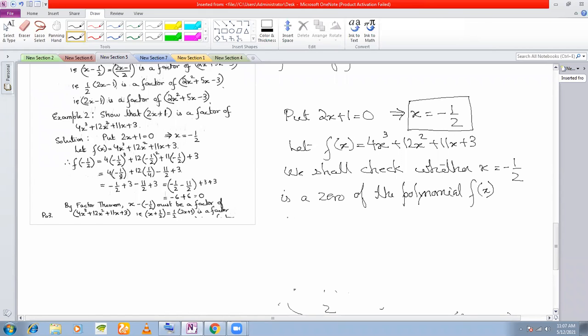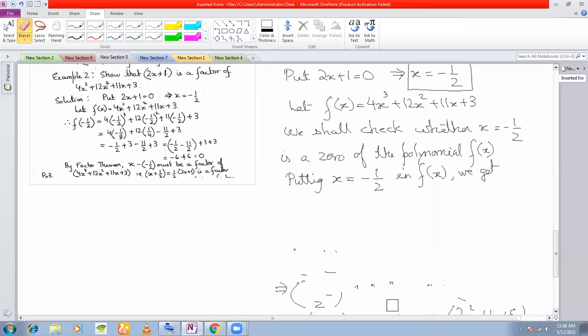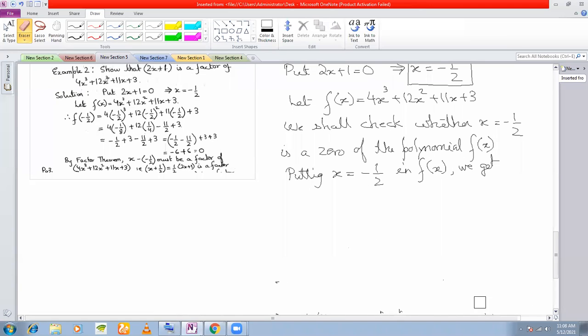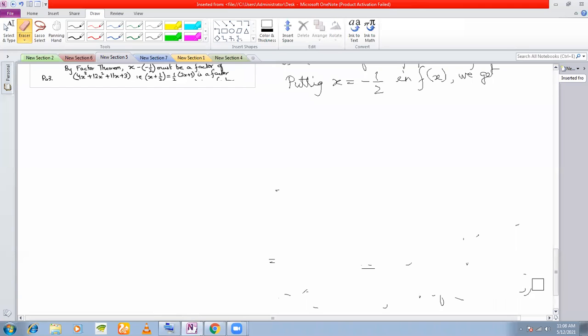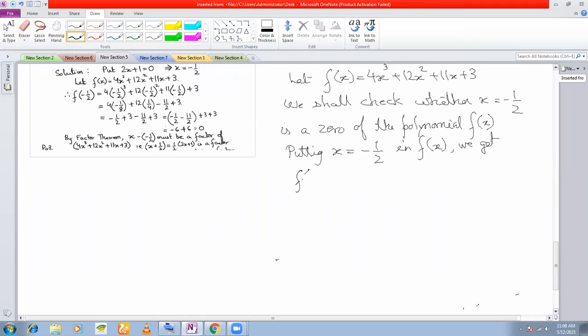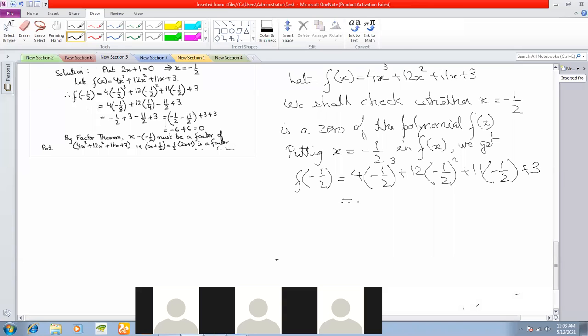Okay, so how to check? Putting x is equal to half, minus half in f(x), we get... if you put x is equal to minus half, you get f(-1/2) is equal to 4 times (-1/2) cube plus 12 into (-1/2) square plus 11 into (-1/2) plus 3. Now I have shown you the calculation here. You check this, you see that this will come to be 0.